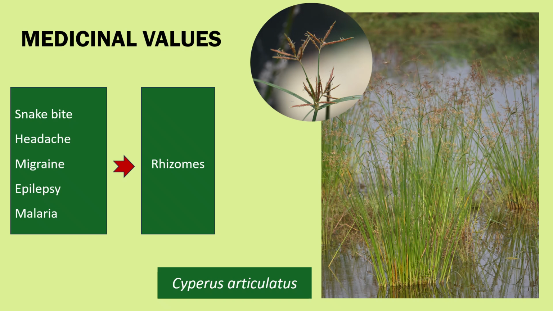You will find the plant on the banks of rivers. We have seen it in the Mahanadi River, and you will also find it in other river systems. This plant is very important, especially for the nervous system, and it is known to have medicinal uses as a first aid for snake bite, and for headache, migraine, epilepsy, and malaria. The rhizomes of the plant are used for all these ailments.